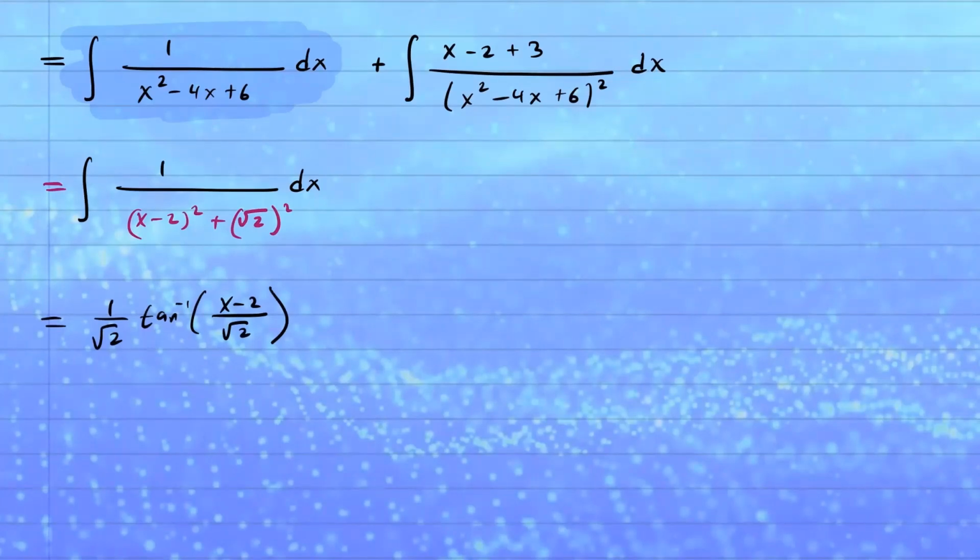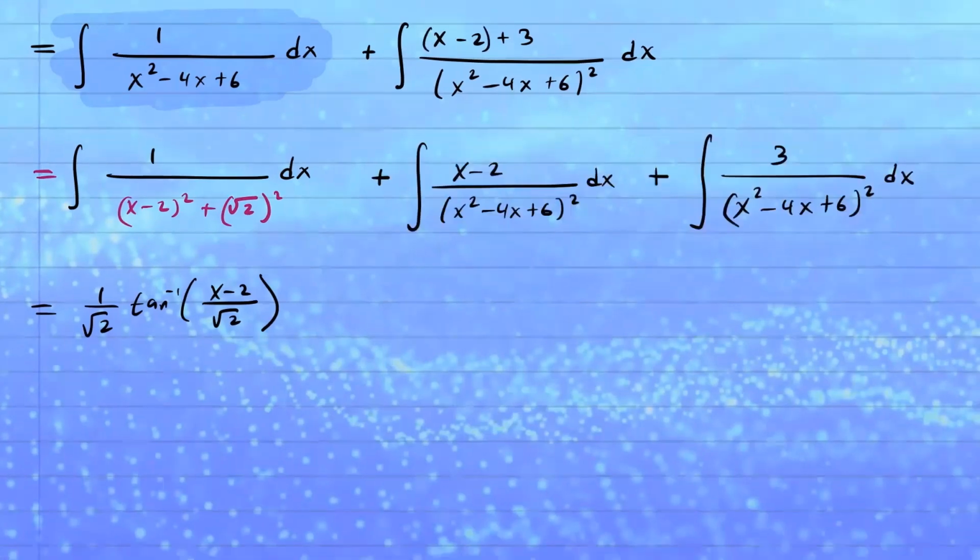Now here on the second piece, here's what I'm going to do. I'm going to split this up into two separate integrals again. So I'm going to group this into one integral and then plus 3. Once we have done that, this integral is very easy to do. That's a u substitution. We're going to pick u to be just the denominator inside the exponent. So let u be x squared minus 4x plus 6.